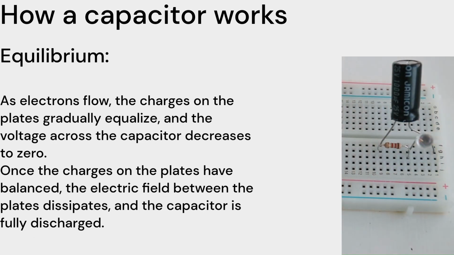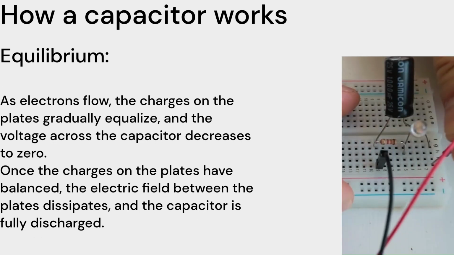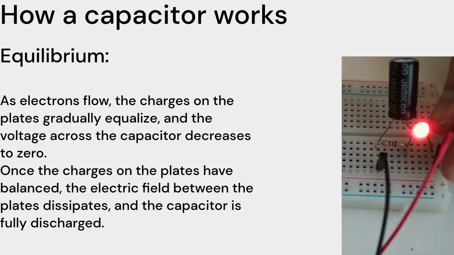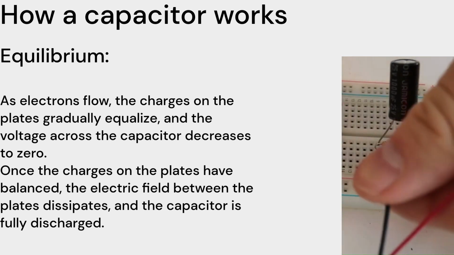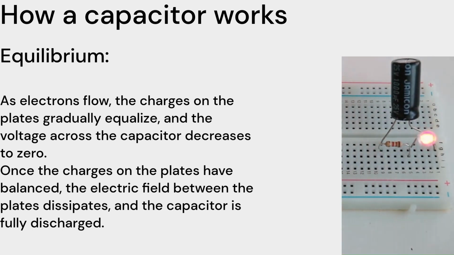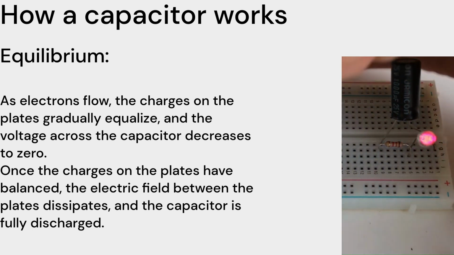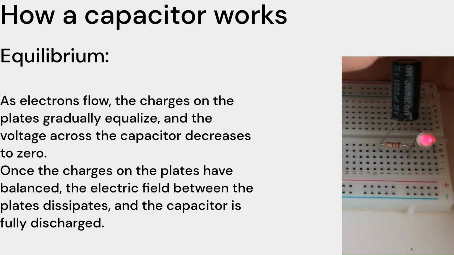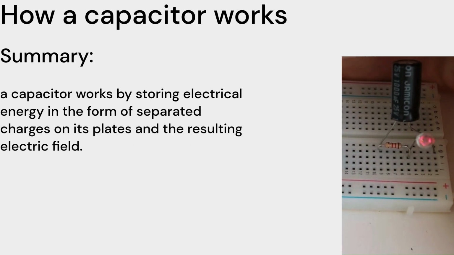Equilibrium. As electrons flow, the charges on the plates gradually equalize, and the voltage across the capacitor decreases to zero. Once the charges on the plates have balanced, the electric field between the plates dissipates, and the capacitor is fully discharged. In summary, a capacitor works by storing electrical energy in the form of separated charges on its plates and the resulting electric field.